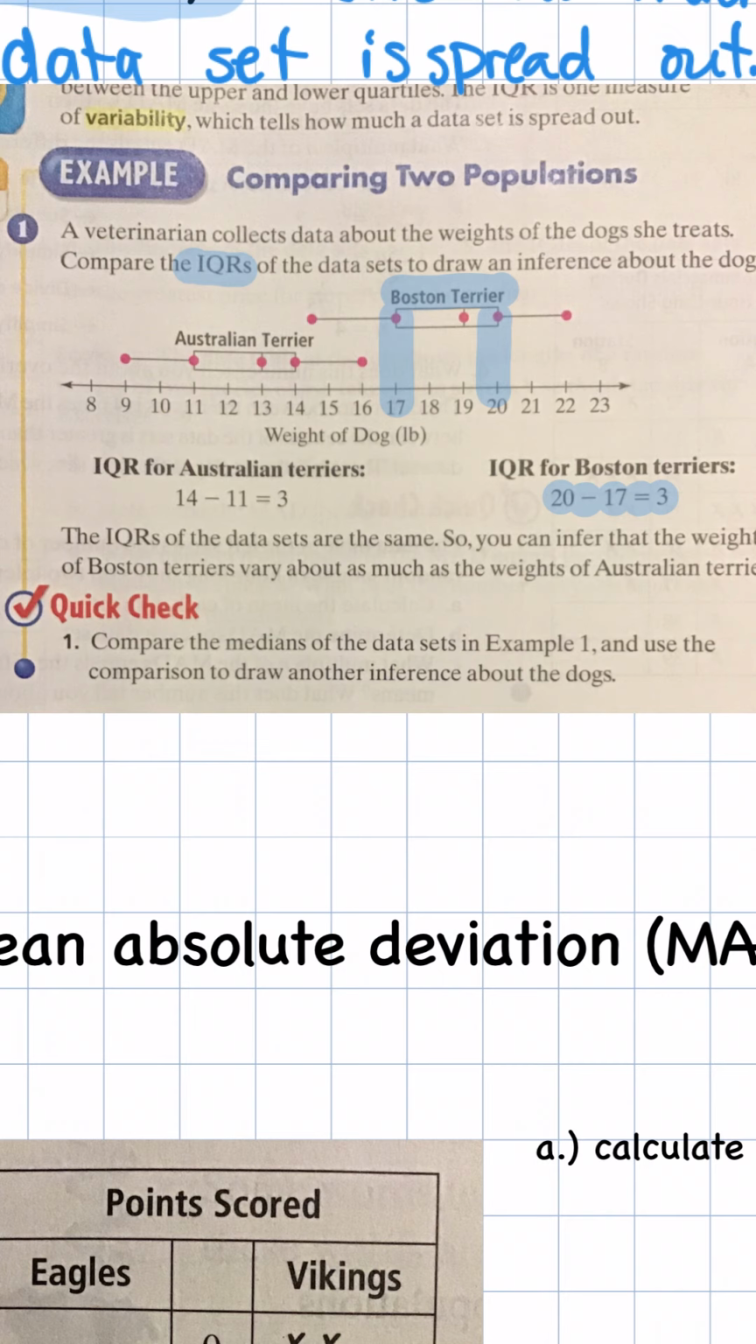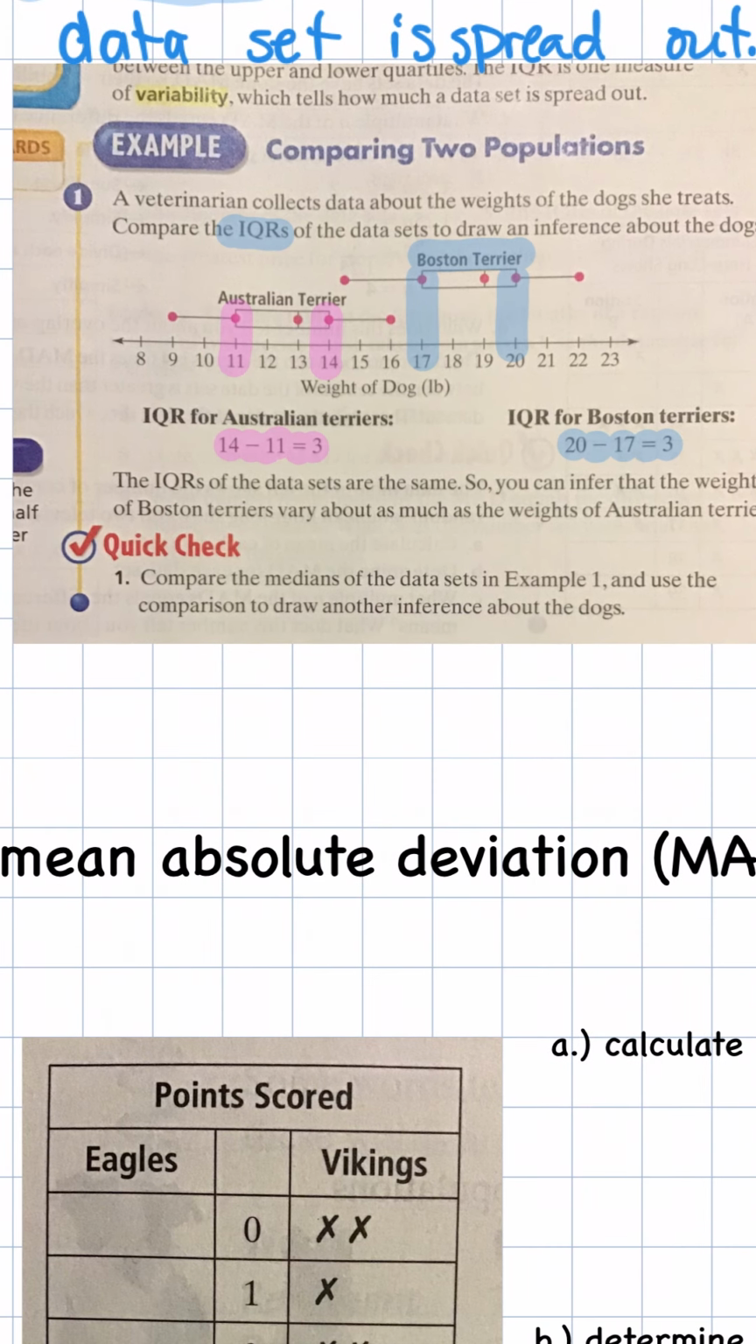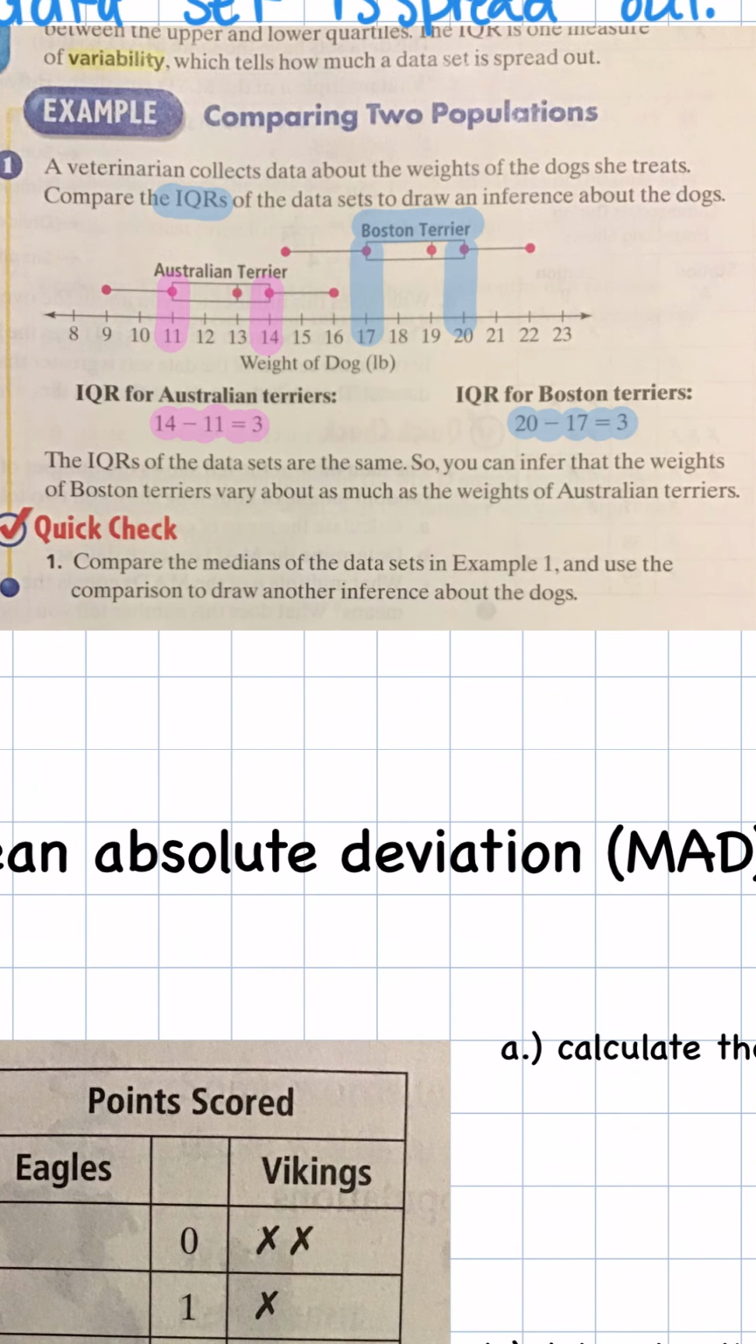And the IQR for the Australian Terriers, 14 minus 11, also is 3. The IQRs of the data sets are the same. You can infer that the weights of Boston Terriers vary by about the same amount as the weights of Australian Terriers.